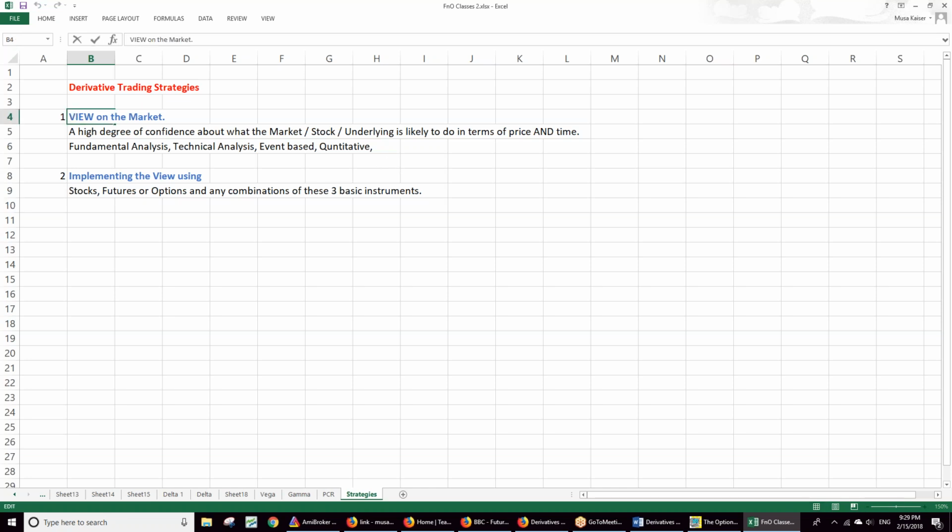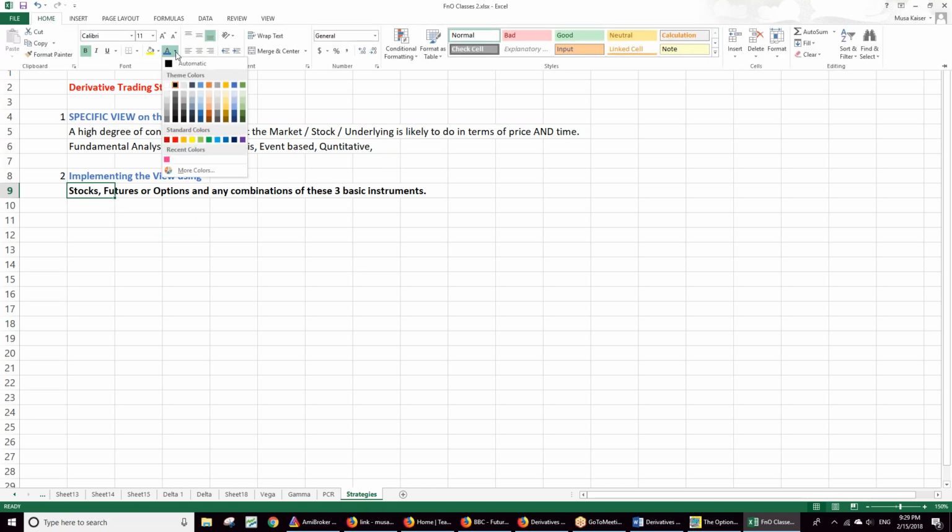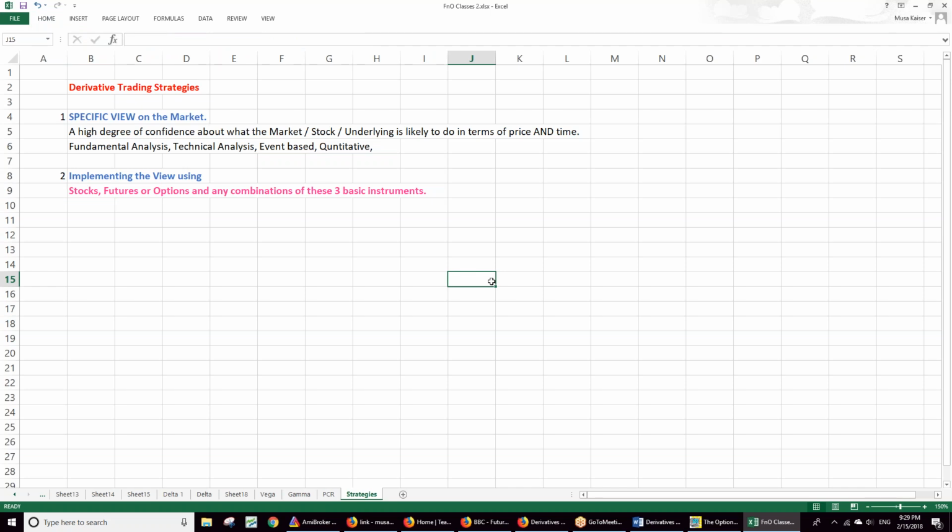So I think I should add that specific view on the market, implementing that view, is basically the crux of the course: implementing the view with whatever instruments that we have and what the combinations are. And just to quickly give an overview of what to expect. First of all, one has understood futures and options. So your basic building blocks are these. We're not going to go into that anymore.